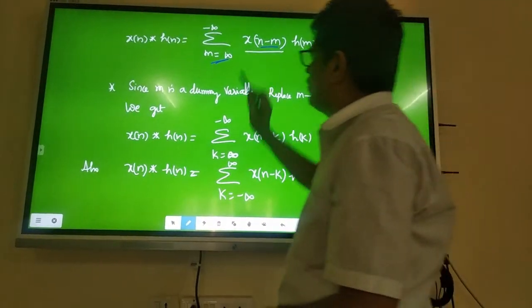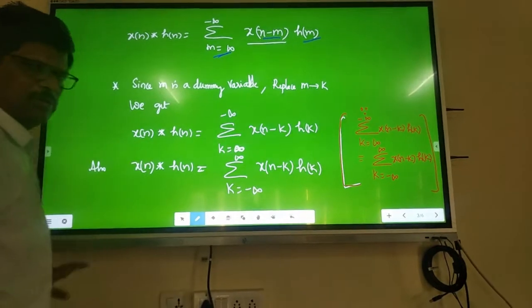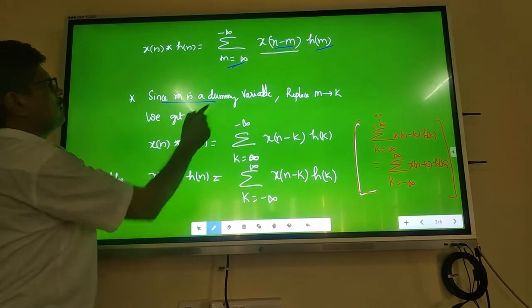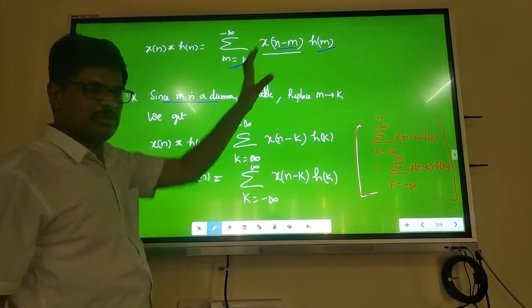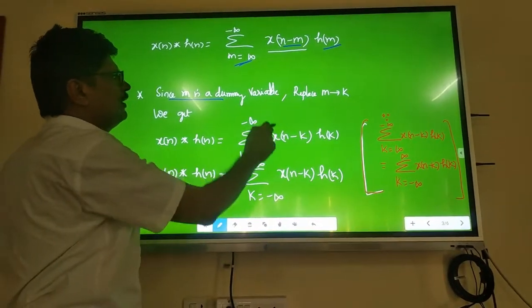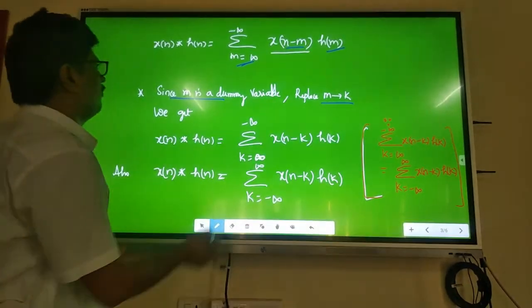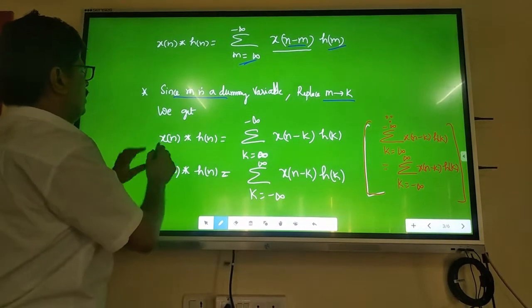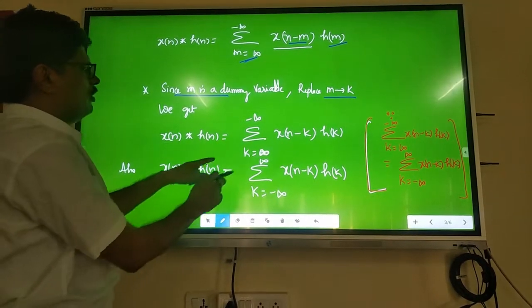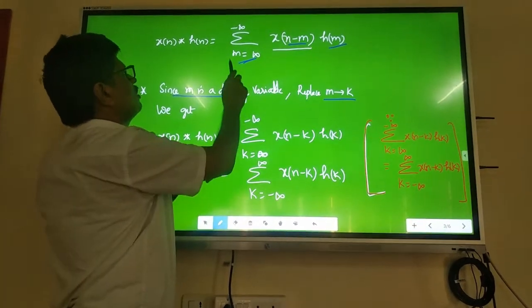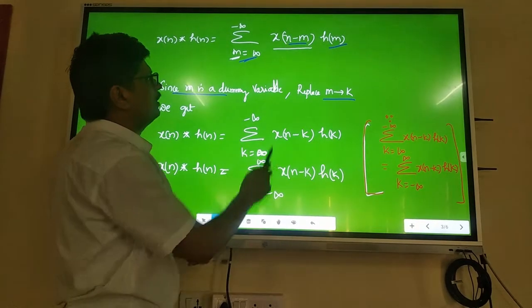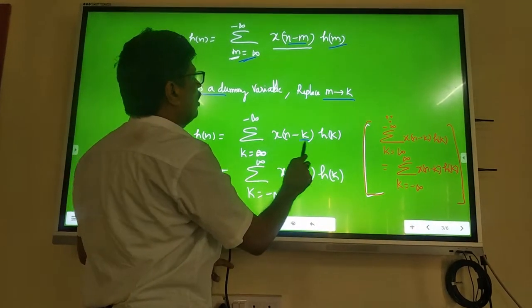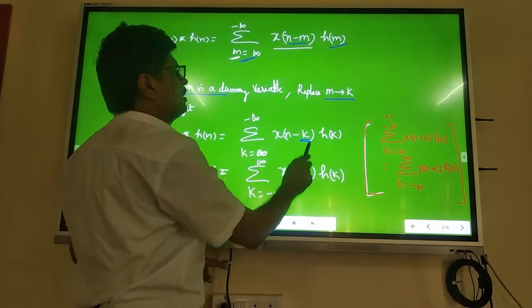I will remove this m. The work is over, since m is a dummy variable. I will replace m by k because I want the RHS in terms of k. Wherever m is there, substitute k. So x of n convolved with h of n is equal to summation k equal to infinity to minus infinity of x of n minus, what is m? m is k. Replace.